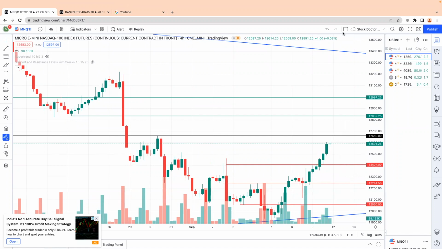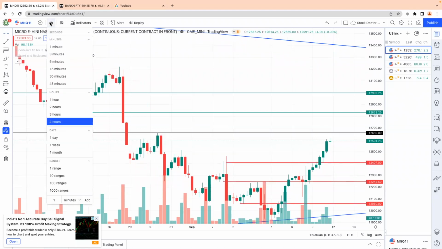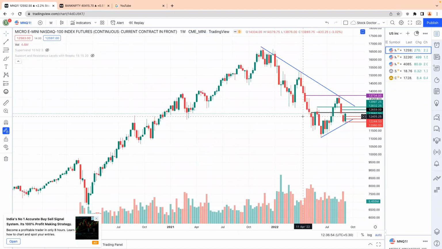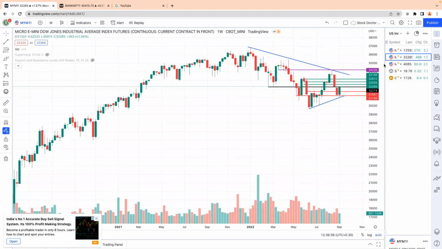But looking at this weekly chart right now, the market looks positive. The market wants to go up more from here, and if the CPI data comes good, then it will add more fuel to the market to go upside. So this was about Nasdaq. Now we will talk about Dow Jones.